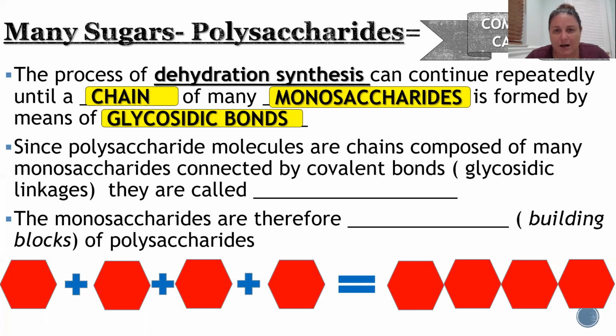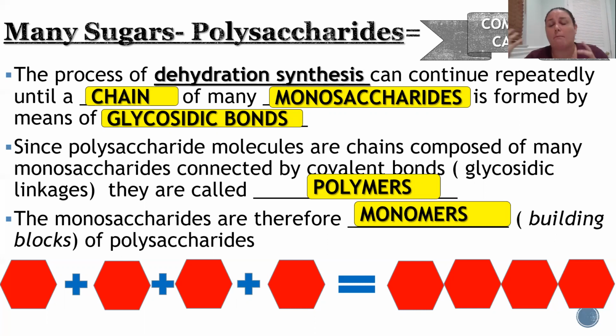And since polysaccharides are chains of many monosaccharides connected by these glycosidic linkages, they are known as polymers. Poly means many, so many sugars. And they're going to be our polymer for our carbohydrate macromolecule category. And so our monosaccharides are therefore going to be our monomers. What you see on the bottom of your screen is a really oversimplified picture of putting these monosaccharides together to make a polysaccharide.